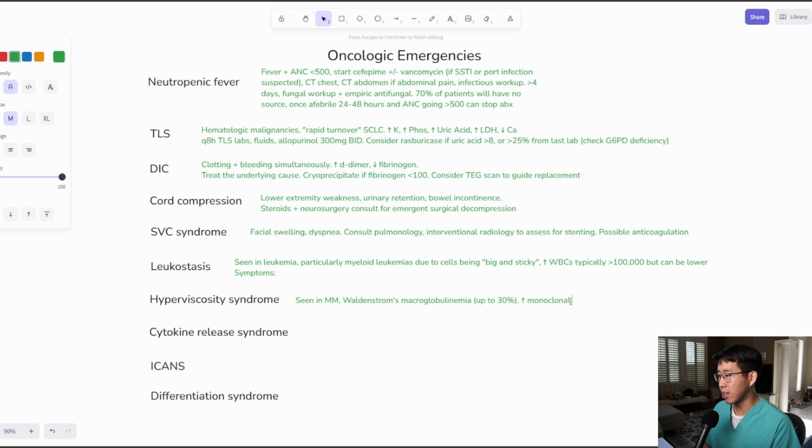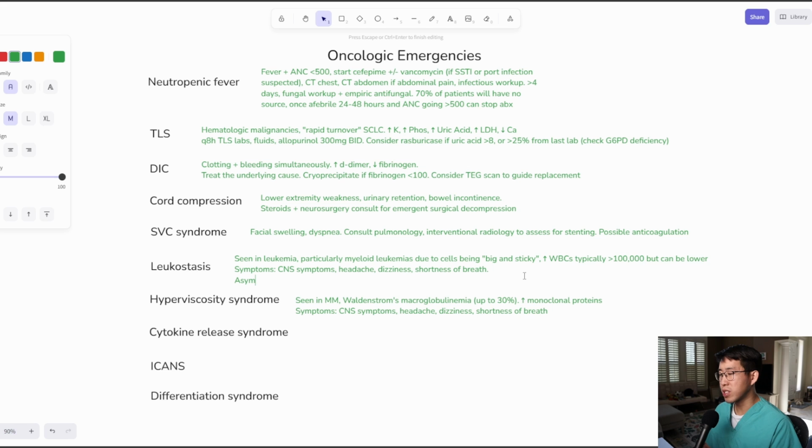And it includes things like neurologic, any assortment of CNS disturbances or abnormalities, headache, dizziness, shortness of breath. And so in leukostasis, if they are asymptomatic, you're going to treat the underlying malignancy, but you're also going to give hydroxyurea, which is a kind of cytoreductive therapy, and it brings down all of your cell counts. If they are symptomatic, however, you are going to do hydroxyurea plus leukapheresis, which would entail them getting a central line placed in order to undergo that procedure.